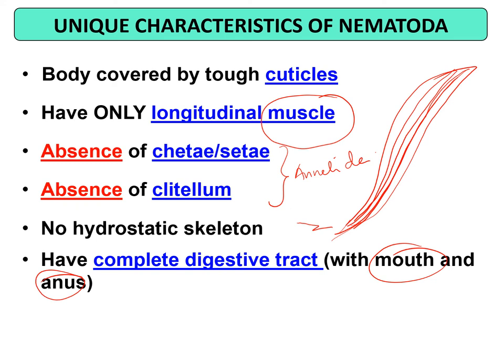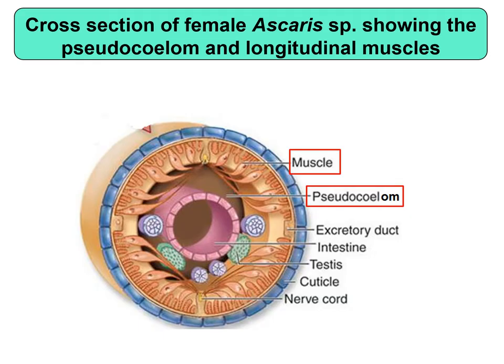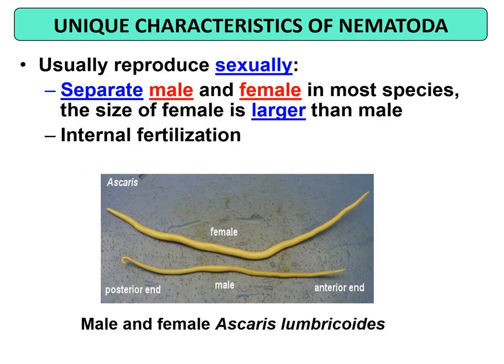Ini beza dia dengan platyhelminthes. You can see the advanced characteristics that nematode have compared to platyhelminthes. This is a cross section. Ni yang kita panggil cavity ni lah selom. So this is the ectoderm, this is the mesoderm. And this is the endoderm. So the cavity here is lined by endoderm and mesoderm. So this is a fake cavity, a fake selom.